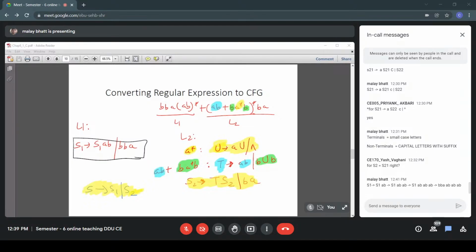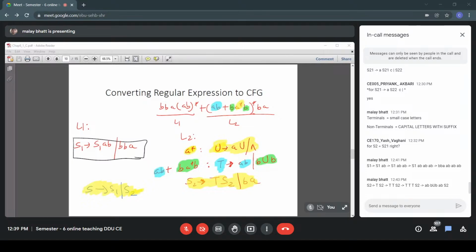Now in non-terminal T, you can see we have two options. Either you want to repeat AB, or you want to repeat B(A) star B. So for that T, we are writing AB or BUB. We are repeating B(A) star B, so it is BUB. So for the first T, let us write AB. For the second, we write BUB. For the third T, let us write again AB, and then we have H2.